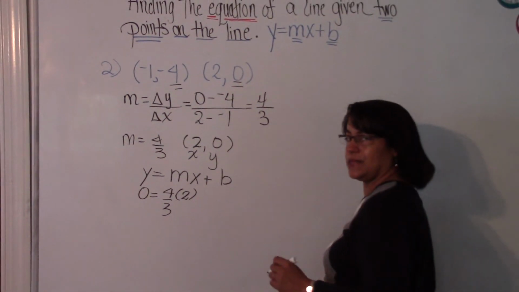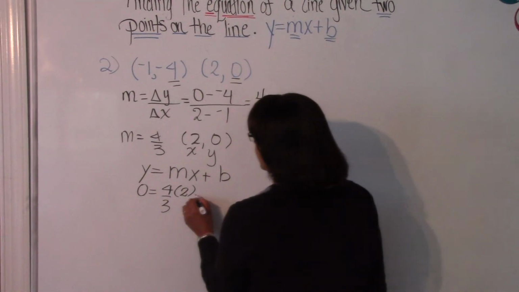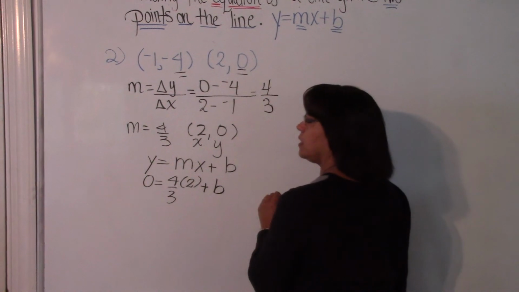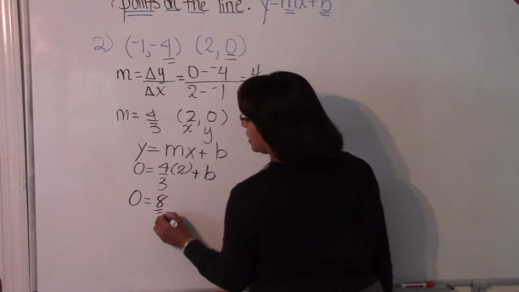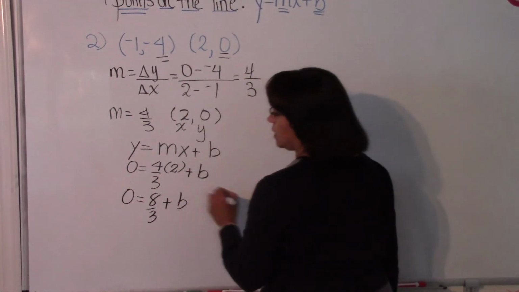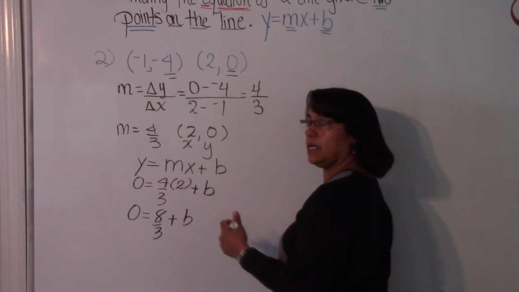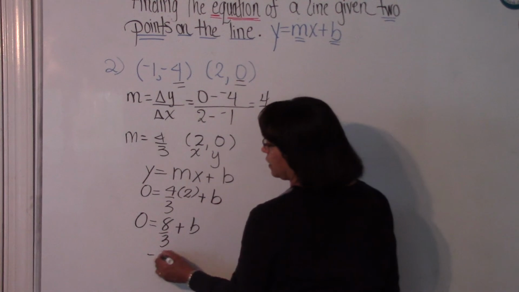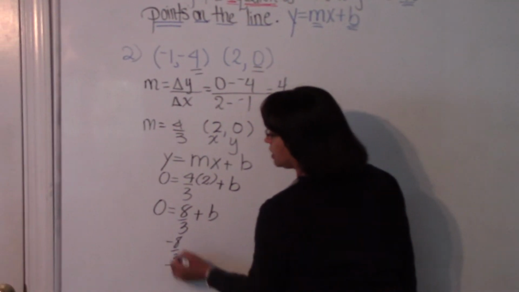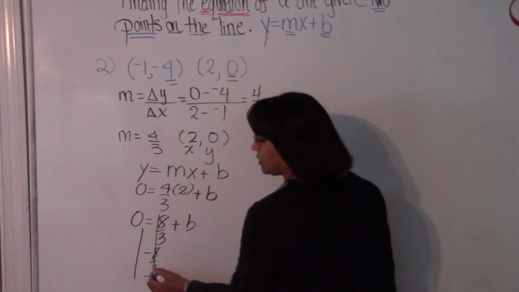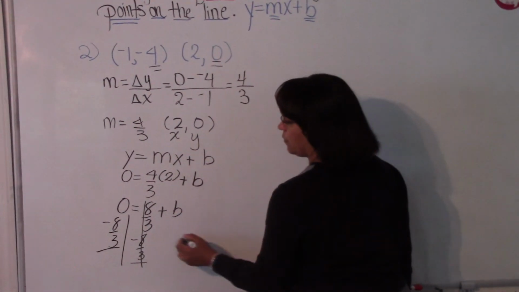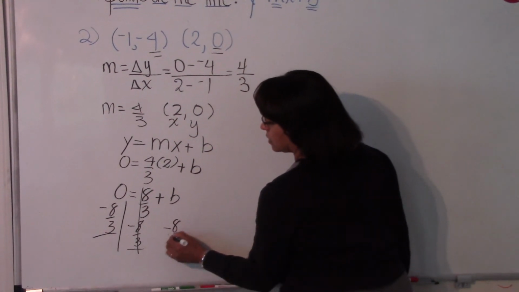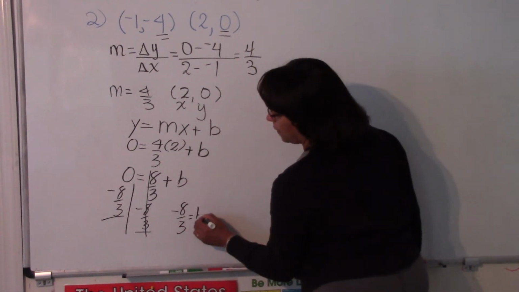What's 4 times 2? Right, 8. So I'm going to bring down my plus b, and then I'm going to put 0 is equal to 4 times 2 is 8/3 plus b. And now we're solving for b, so we have to move this 8/3. The only way we're allowed to move it to the other side of the equal sign is to subtract it, because that's the only way it will go away. And so now we have -8/3 is equal to b.